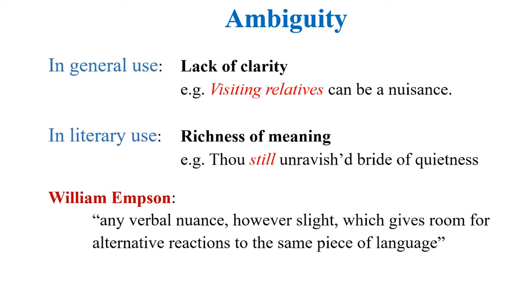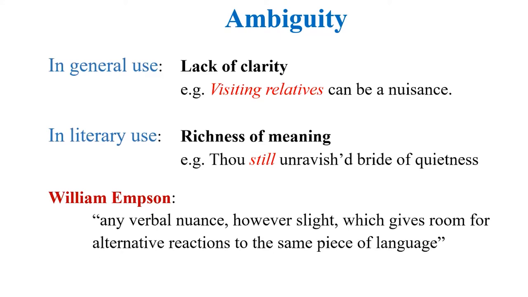So the first sentence, visiting relatives can be a nuisance, you can simply say the sentence is ambiguous. It is unclear or vague. Which meaning is preferred, we don't know. And for that, you need the context. If you know the context, you can know the meaning. Without context, it is a vague sentence. So when we use the word ambiguity, in general use it means lack of clarity.